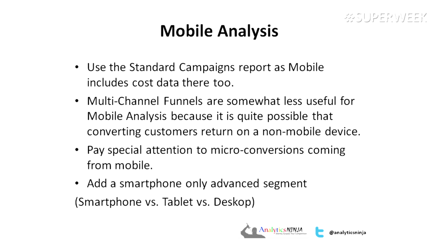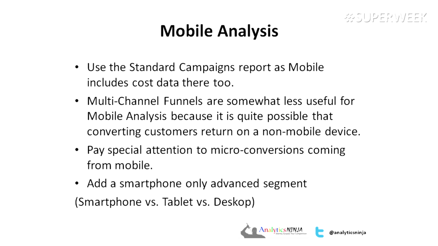As I mentioned, use those standard reports because it includes cost data. Multi-channel funnels at this point are a little bit less useful for mobile analysis, even with the attribution modeling, because it's a different device, okay? And oftentimes when people are converting, they're going to come back on a different device. But pay special attention to those micro conversions that are happening for mobile, things that might indicate that the person, oh, I'm going to come home and I'll complete whatever I was doing, or I'll do it on a computer where it might be easier to add to my cart or something like that.